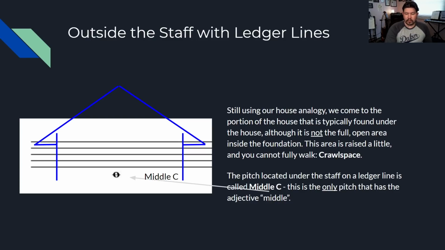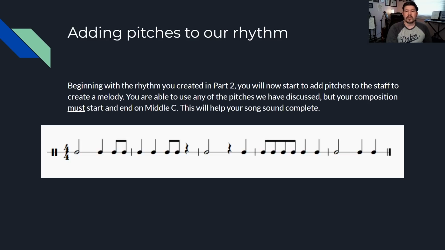So hopefully we recall all of those different pitches, because now what we're going to do is take the rhythm that we created in part number 2, and add the pitches to the staff to create a melody or the tune of a song. So you are able to use any of those pitches from Every Good Boy Does Fine, Face in the Space, or middle C and low D. The composition has to start and end on middle C though.